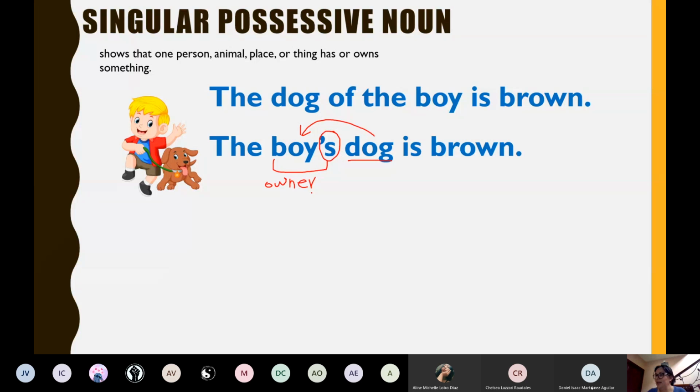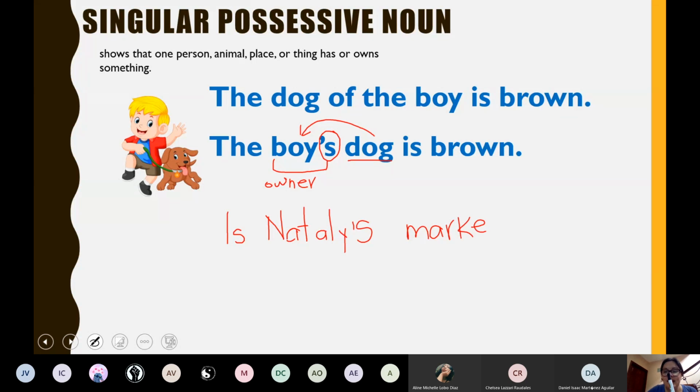For example, if I say that this marker belongs to Natalie Nieto, can you see the marker that I have in my hand? Can you look at it? Okay, so here I have a marker, and we are going to suppose that this marker belongs to Natalie Nieto. Tell me the sentence using possessive noun. How can we say that? Who is the owner? Natalie. Is Natalie's marker. We can say Natalie's marker is black, or Natalie's marker is ugly, or Natalie's marker does not work.